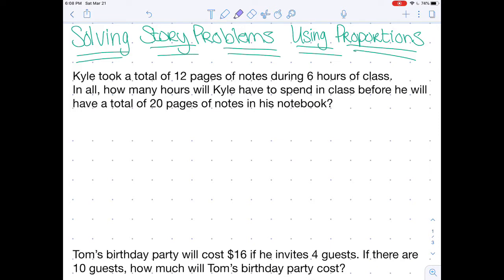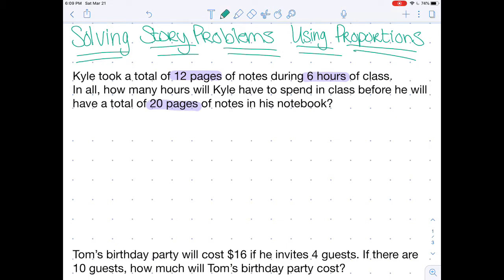Let's go in and start finding the math in the problem. So, Kyle took a total of 12 pages of notes. I'm going to highlight 12 pages because it has a number and a label. During his 6 hours of class, I'm going to highlight 6 hours because there's another number with a label. How many hours will Kyle have to spend in class before he will have a total of 20 pages of notes in his notebook? So let's start setting this up.